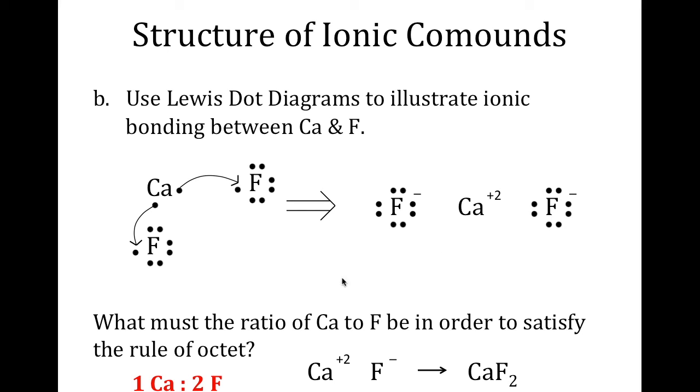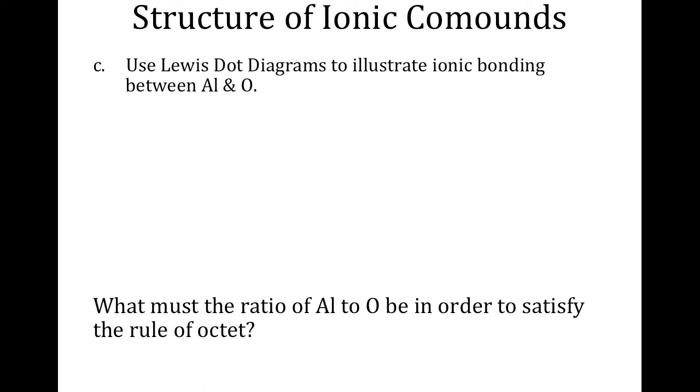Okay. Again, this section up here is your Lewis dot diagram and ionic bonding, and this is writing the formula for an ionic bond. All right, last example. If you'd like to try this one on your own, press pause on the video. Otherwise, you can continue watching and we will go through.